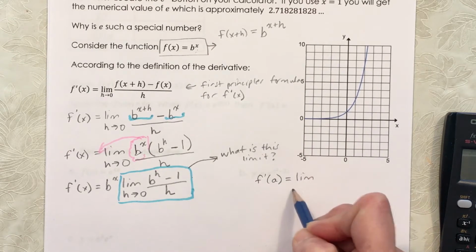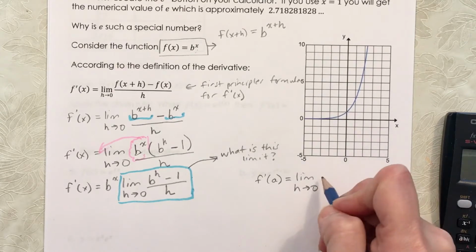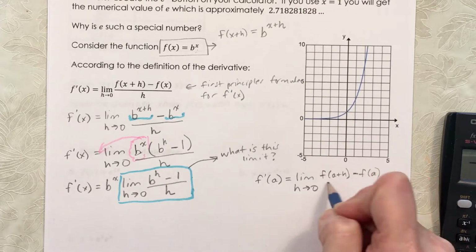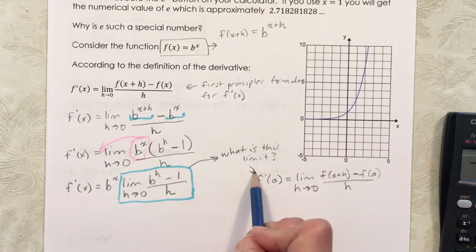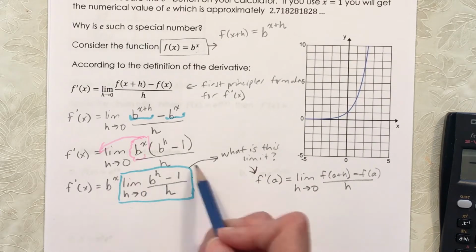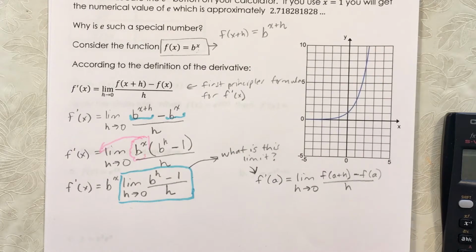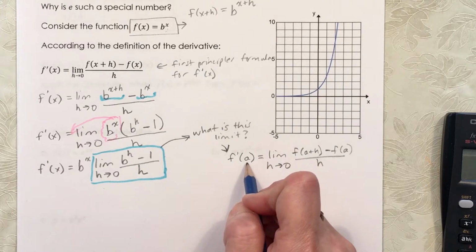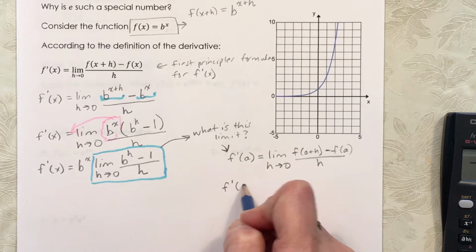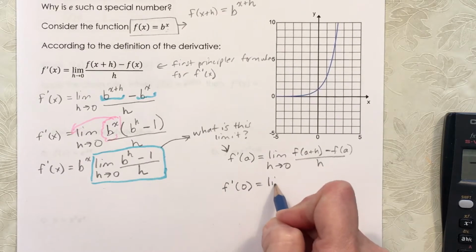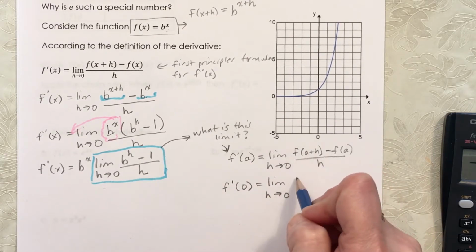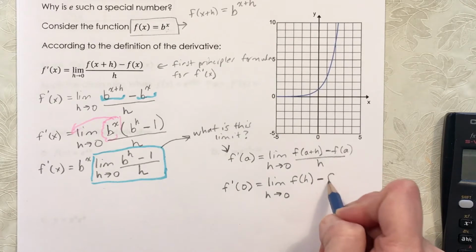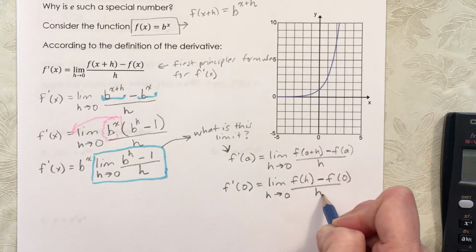And it was the limit as h approaches 0 of f at a plus h minus f at a over h. And that's where we're going to figure out what this limit that I've put in a square box of blue actually represents in this case. Okay, so if I want to find f prime at 0 instead of a, that would give me the limit as h approaches 0 of f at 0 plus h, which is just h, minus f at 0 over h.